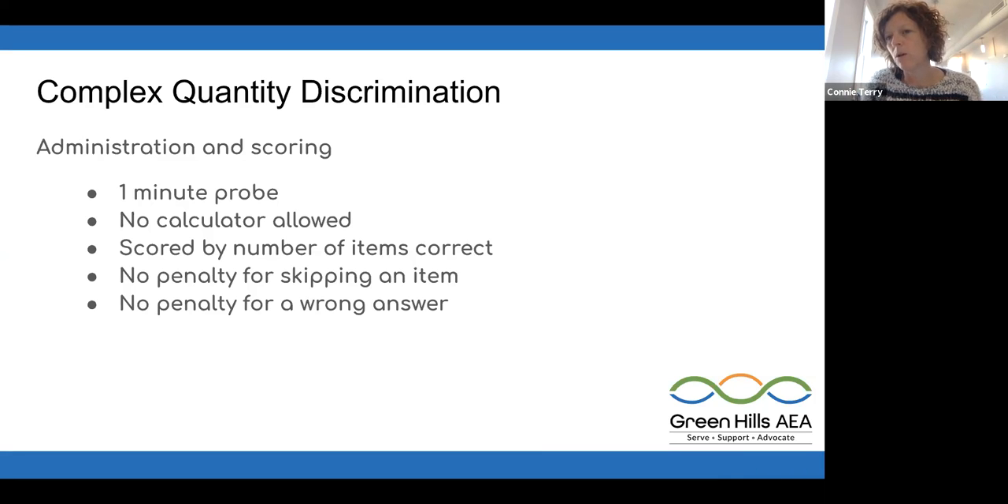These are simply scored by number correct, so you just count up the number of items that are correct. There's no penalty for skipping an item, and there's no penalty for a wrong answer. So it simply is number of items correct.